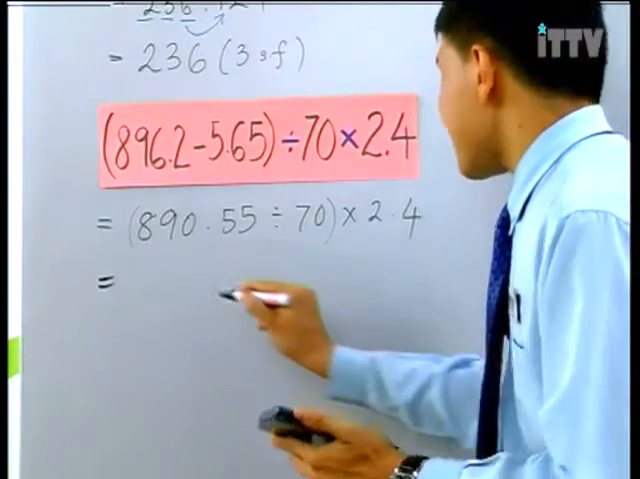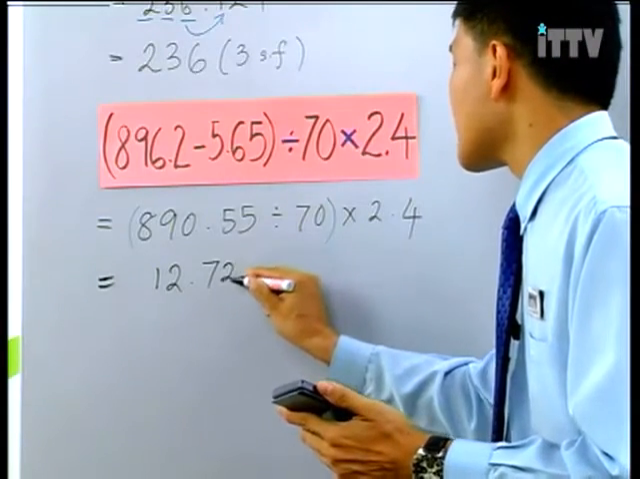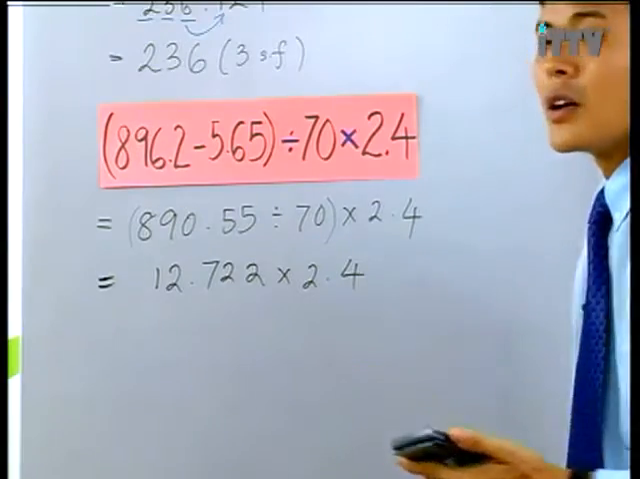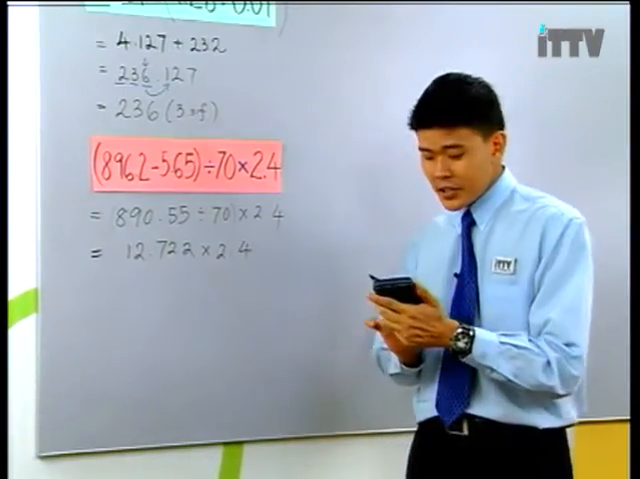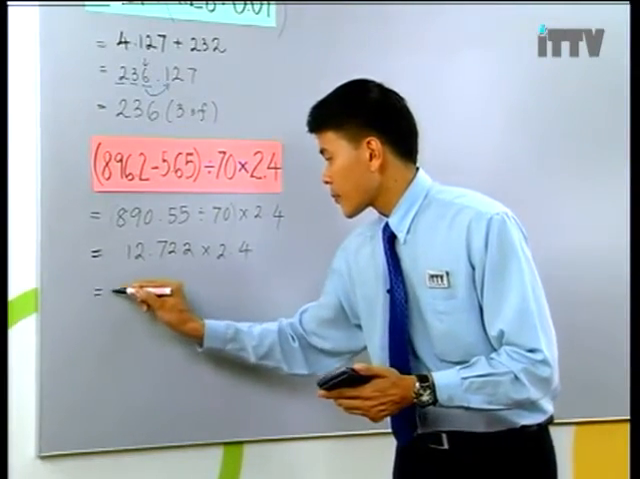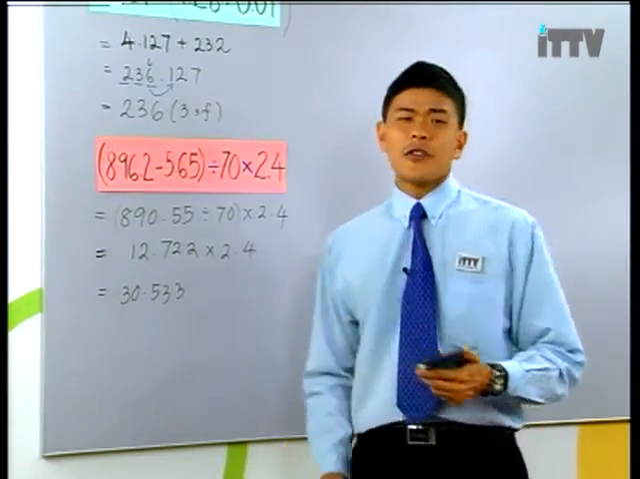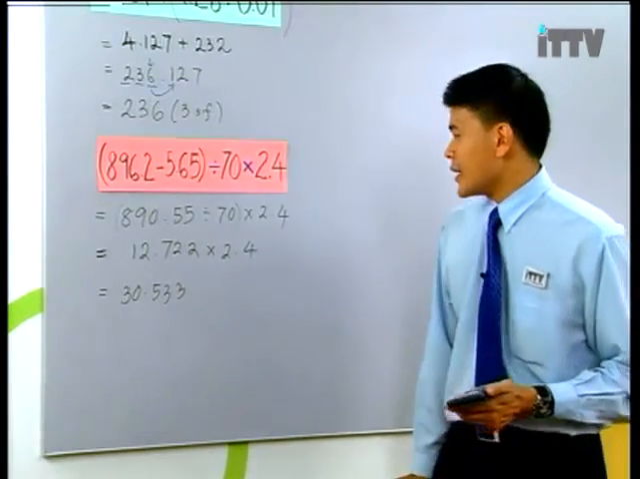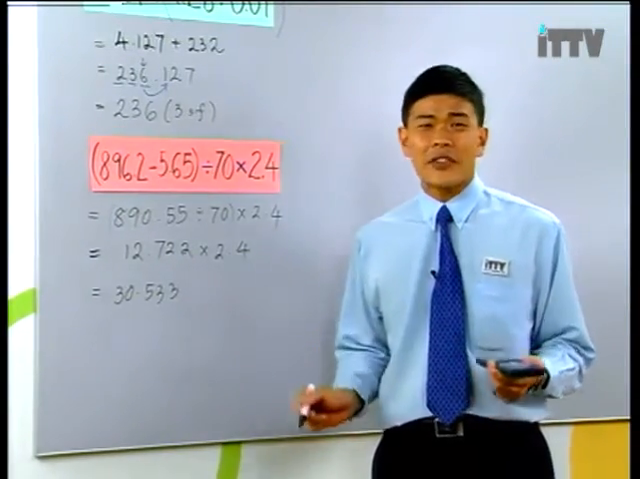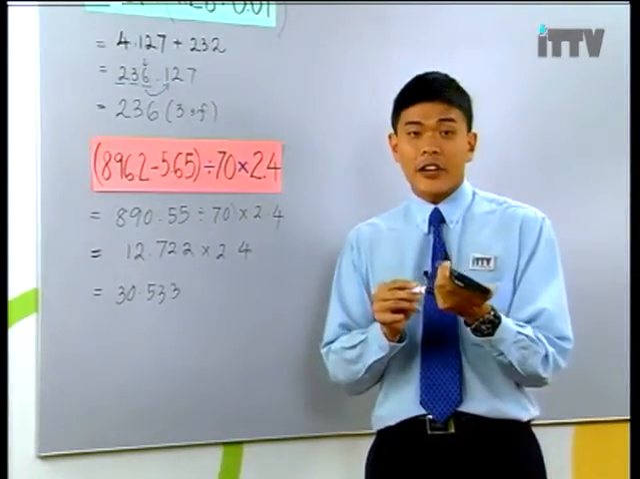Alright, you will get 12.722. Okay, and then now multiplication, multiplied by 2.4. So if you look at your calculator, the answer is actually longer than this. It is to an unlimited number of significant figures. So we need to round it off to 4 significant figures.